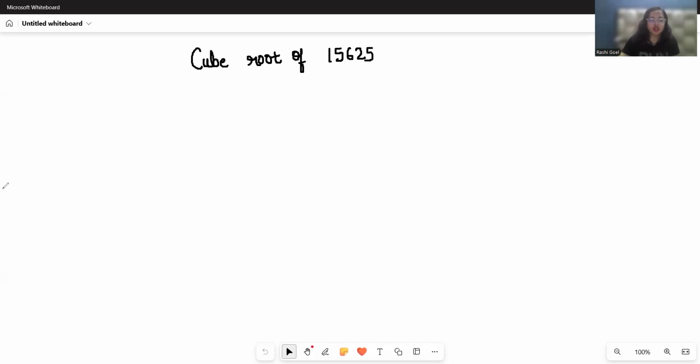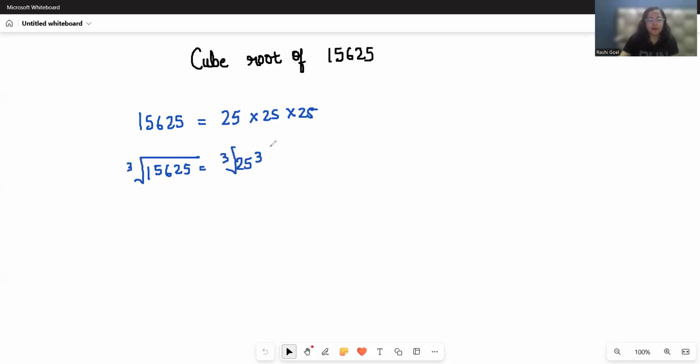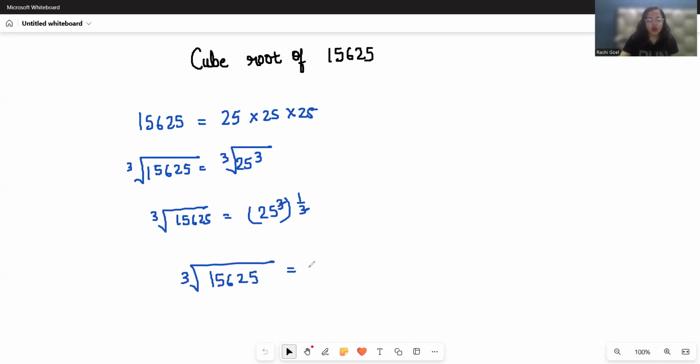15,625, in terms of prime factorization, we can write as 25 times 25 times 25, or 15,625 as 25 to the power 3. Now if I take the cube root on both sides, the cube root of 15,625, according to the exponent rule, we can write it as the power 1 by 3, and it will cancel out. So the cube root of 15,625 is 25. I hope it's clear and you find it useful.